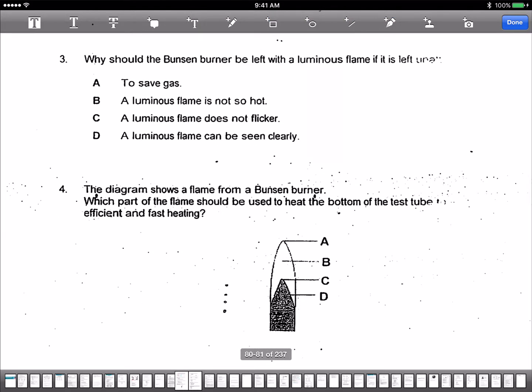Okay, 3. Why should the Bunsen burner with a luminous flame not be left unattended? Is it A? No, it's not A. Yes, it's D, because you can see a luminous flame easily. Luminous is which color, blue or orange? Orange. So blue you cannot see. When it's blue in color, it is a bit invisible, so you should always change it to orange so you can see. So the answer is D.